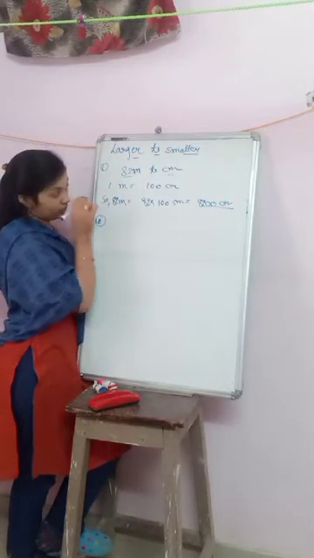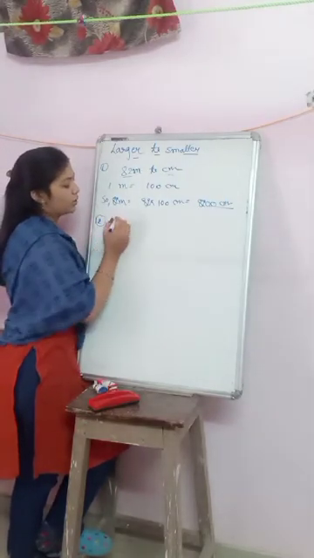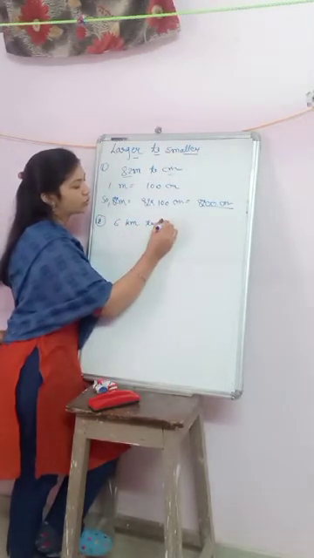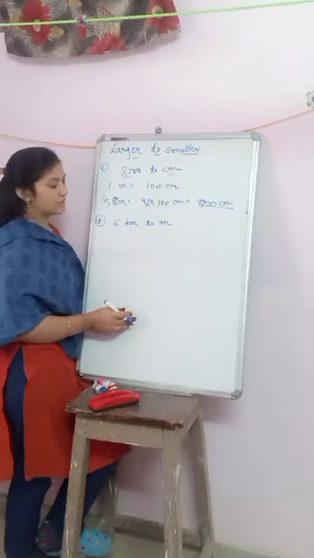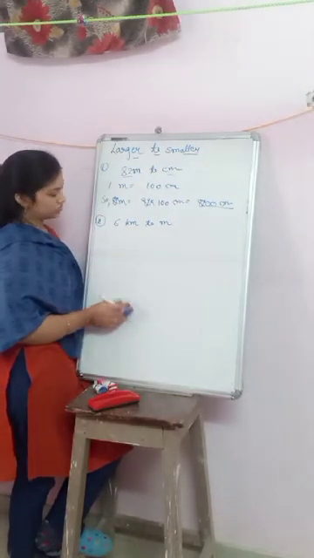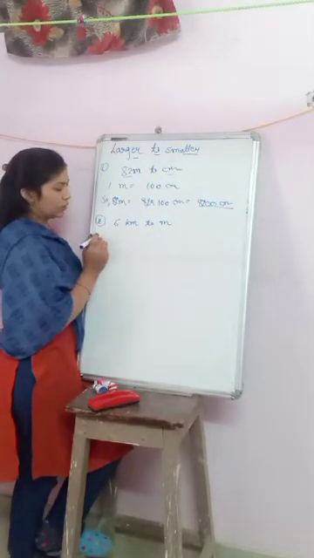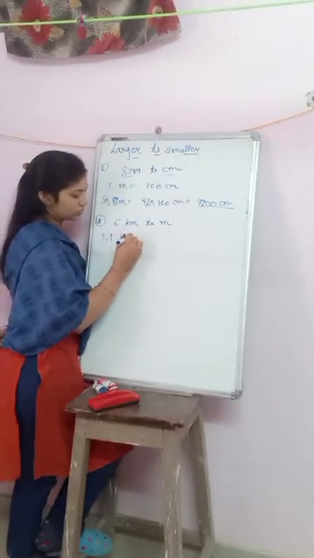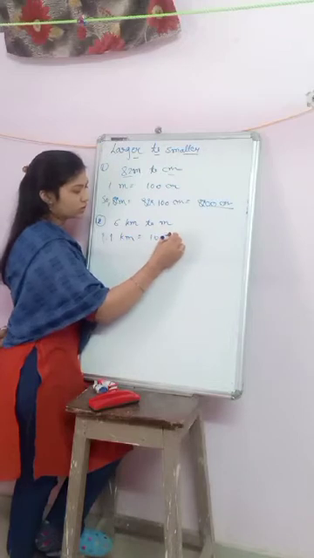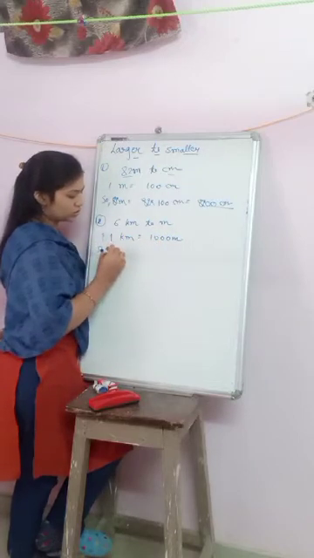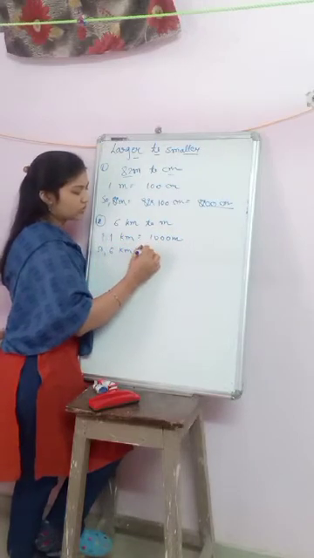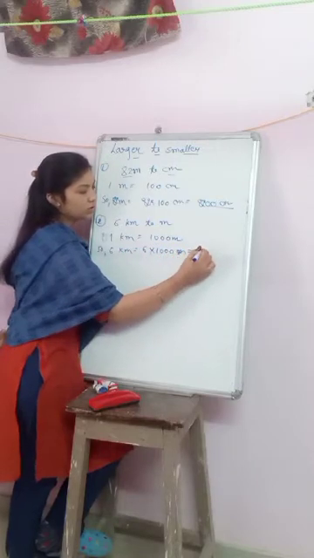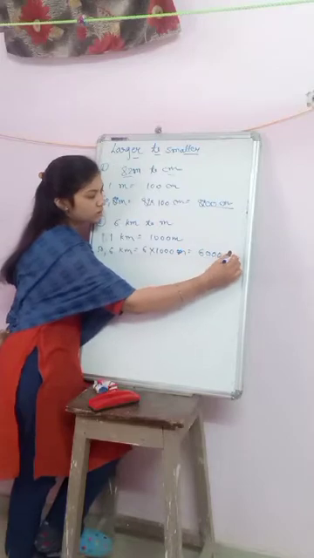Second example, 6 kilometer, 2 meter. Now 1 kilometer equals 1000 meter. So 6 kilometer equals 6 multiplied by 1000 meter equals 6000 meter.